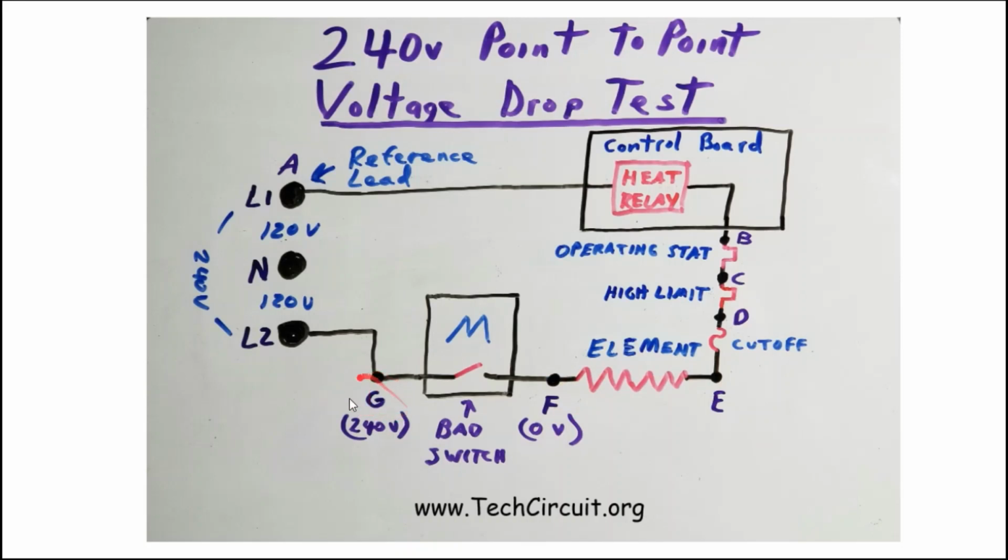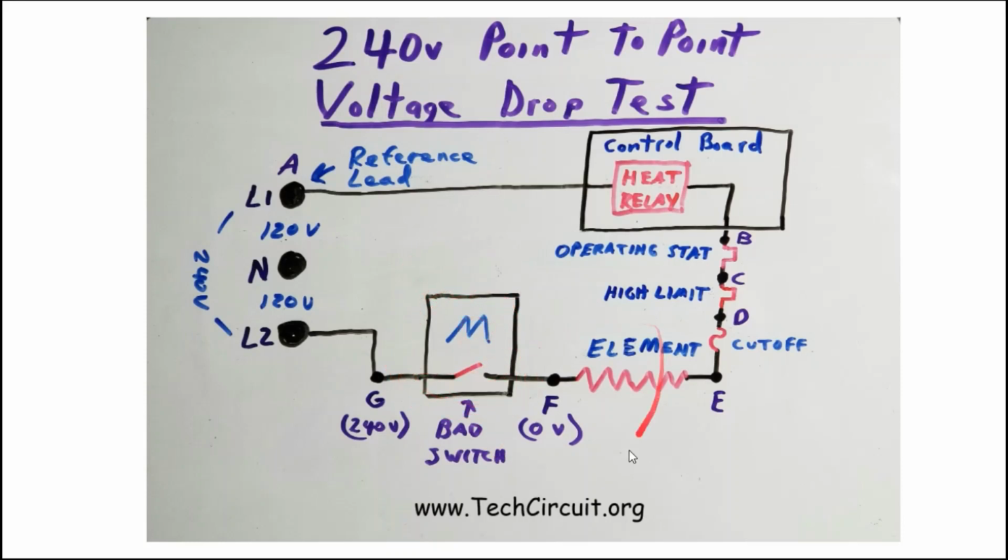Now, take your meter over to point G, and now you measure 240 volts. You have to measure 240 volts because you're actually connected directly to L2. Now you know that you have 240 volts from this point to this point, which means you have 240 volts across that centrifugal switch. It's impossible to have 240 volts across the centrifugal switch if it's closed. That means it has to be open.